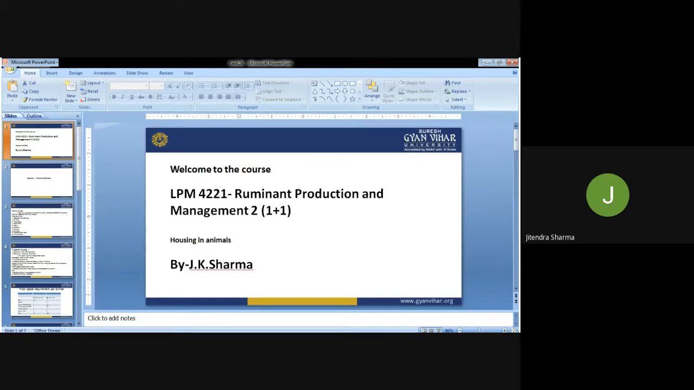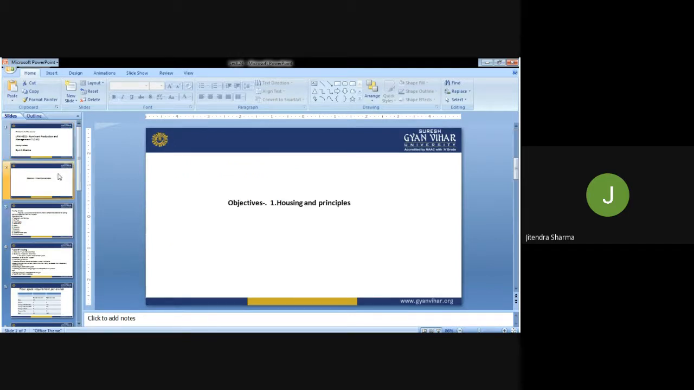Now we have decided to discuss the housing pattern, housing system in the animals. And this is very important because on the basis of that, we can have an idea of what kind of housing we have to make, ensure. And through this chapter, we discuss the housing and housing principles. So, what are the housing systems and what are the housing principles?